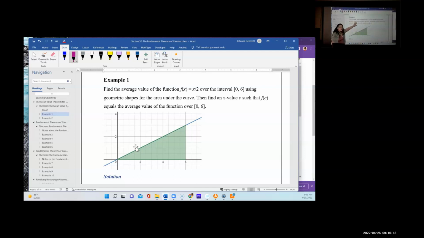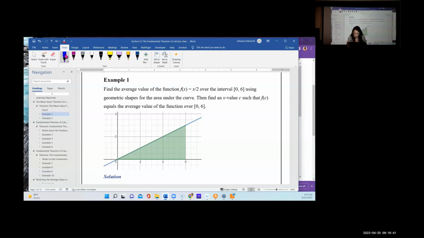We're going to use geometric shapes, since we have no other method yet, for the area under the curve. Then we're going to find the x value c, such that f of c is that average height of the rectangle that has the same area as the green shaded area that we see here. So what we're trying to do first off is find the area under the curve.